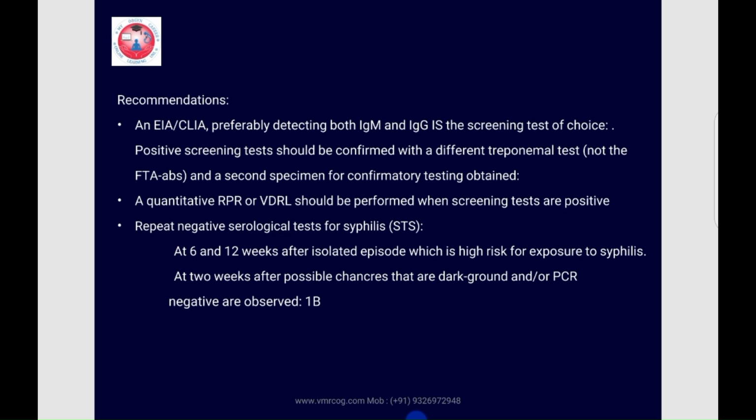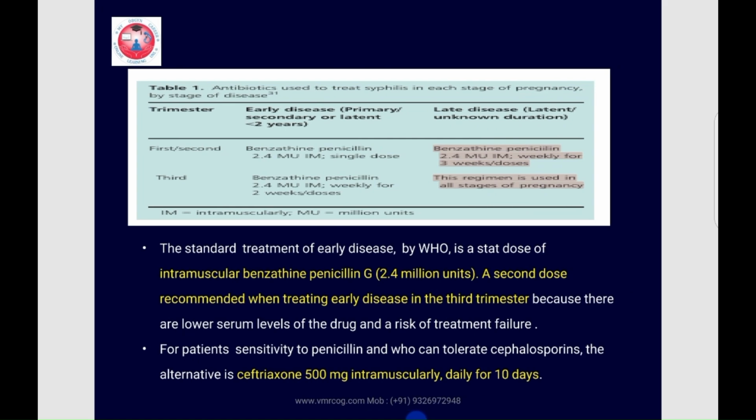Repeat negative serological tests for syphilis. Okay, we repeat at 6 weeks and 12 weeks after an isolated episode which is high risk for exposure to syphilis, then 2 weeks after possible chancres that are negative for dark ground or PCR. If negative, then we will repeat the test after 2 weeks. Okay, these are the recommendations.